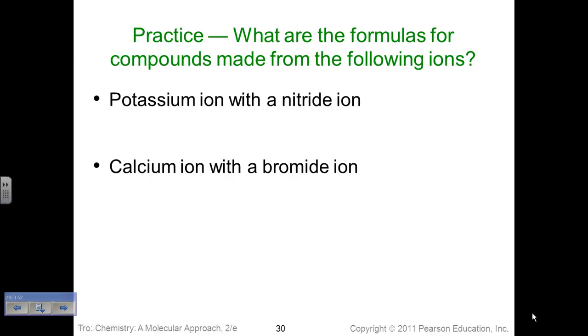Here are some examples. I'd like you to actually pause the video with these 3 examples and work to find the correct chemical formula and the correct name by putting positive and negative together. Name them as well. Take some time with your periodic table and practice this very important skill, and start the video again when ready to check your work.